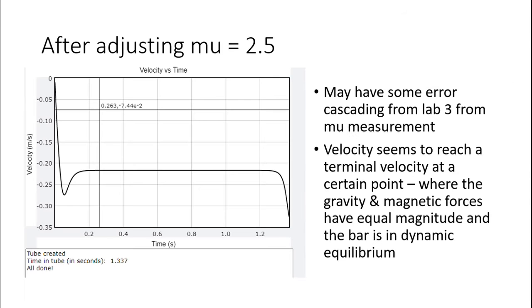Since our model's prediction is much larger than our observed value, I was able to create a more accurate model by adjusting mu to be 2.5. This suggests to me that I may have had some error in measuring mu from lab 3, which cascaded over into this lab. About the velocity time graph, the velocity seems to reach a terminal velocity, which means that at some point, the gravity and magnetic forces are equal in magnitude, resulting in the bar being in dynamic equilibrium.